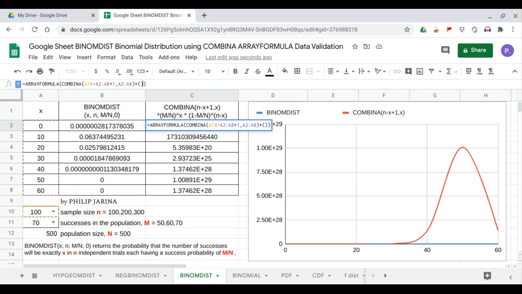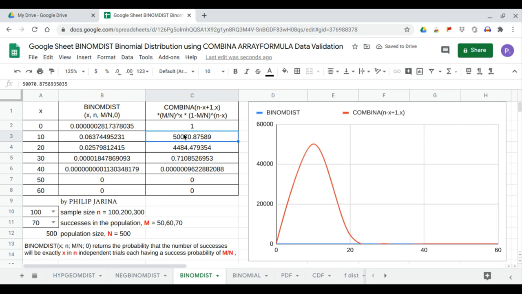Times m over n to the power x. That's m over n to the power x. So m divided by n. That's the successes in the population divided by population. Enter. So we've just entered the second factor, and the third factor will be 1 minus m over n to the power n minus x.